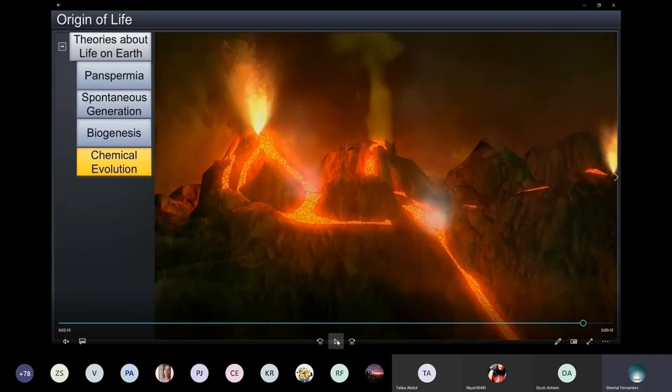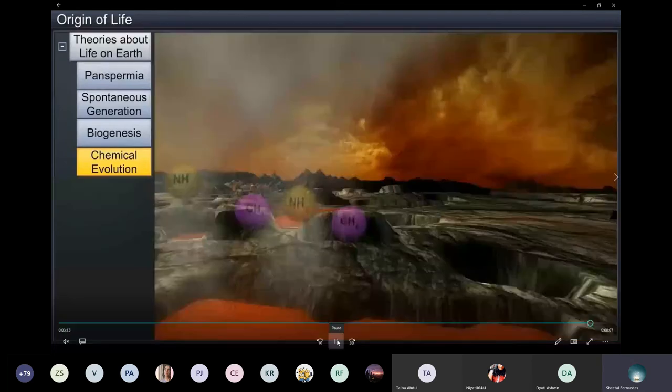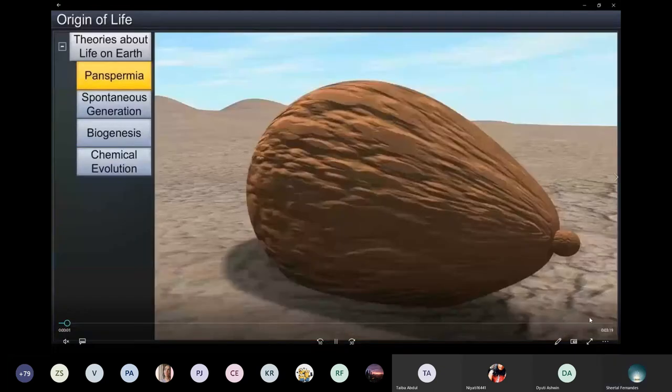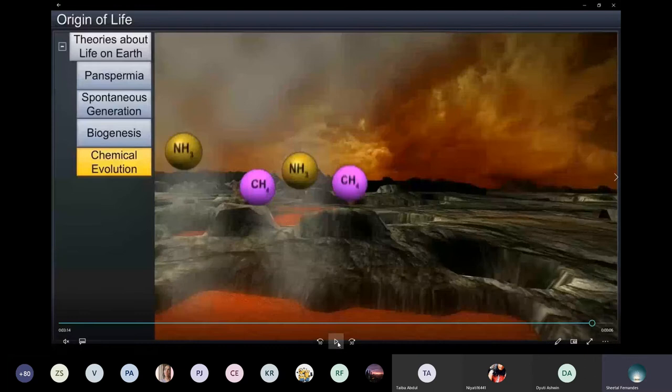When the earth was created, according to this theory, the conditions of the earth were exactly identical to the one that you see on your screen. The temperatures were very high. Volcanic eruptions, volcanic storms, volcanic activities were taking place. Reducing atmosphere was there, an atmosphere devoid of freely available oxygen. However, this environment had methane and ammonia flourishing on this earth. So now you can see that an atmosphere is present which has methane and ammonia flourishing on this earth. There is very little oxygen available.